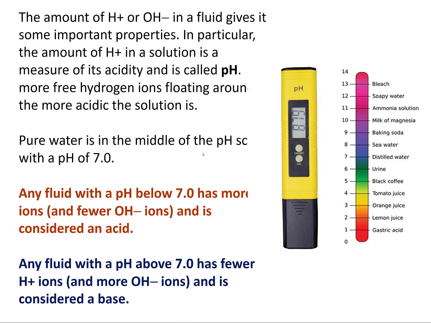Pure water is in the middle of the pH scale with a pH of 7. So any fluid with a pH below 7 has more hydrogen ions and fewer hydroxide ions and is considered an acid. Any fluid with a pH above 7 has fewer hydrogen ions and more hydroxide ions and is considered a base.